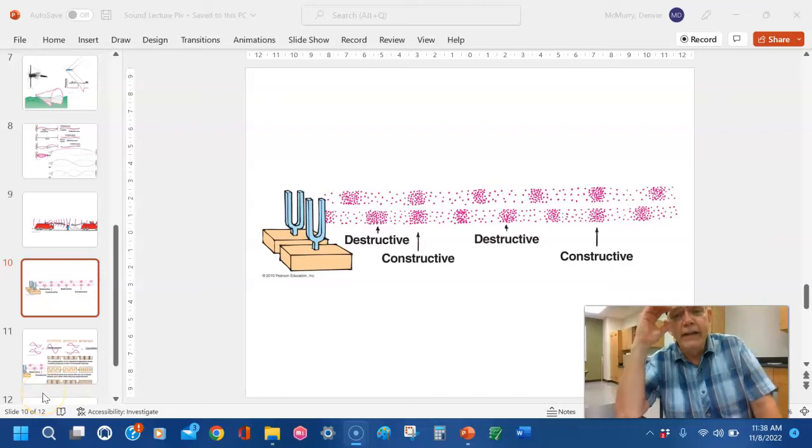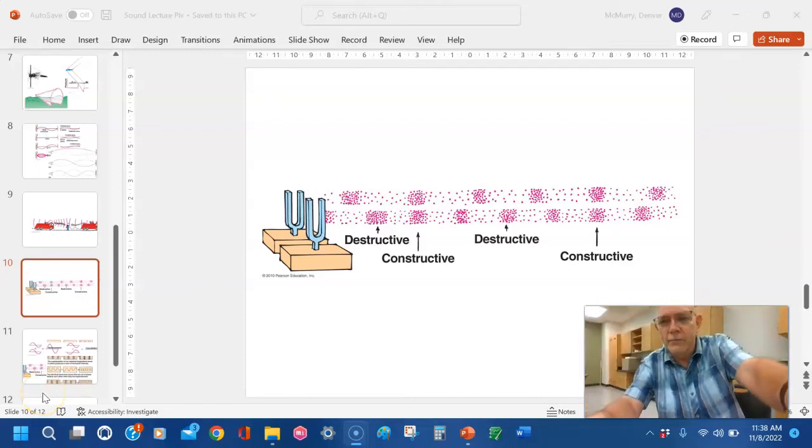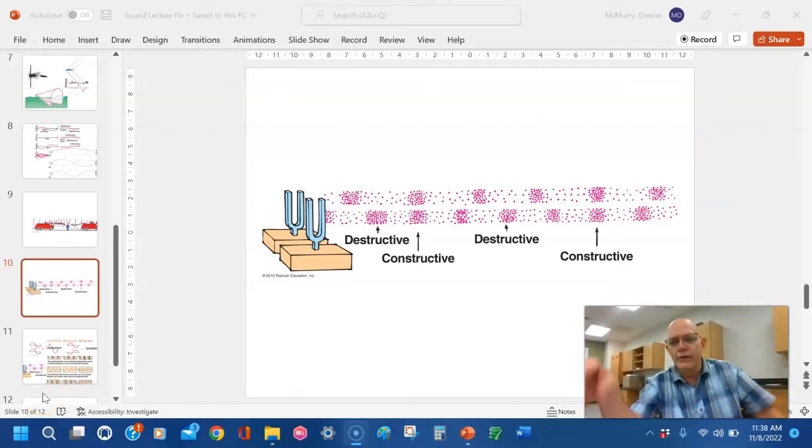All right. Now, anytime you have two sound waves going at the same time, say I'm talking and you've got the TV on right now, you've got sound waves that are interfering with each other. Now, interference can be positive or it can be negative, or we like to say it can be constructive or it can be destructive.